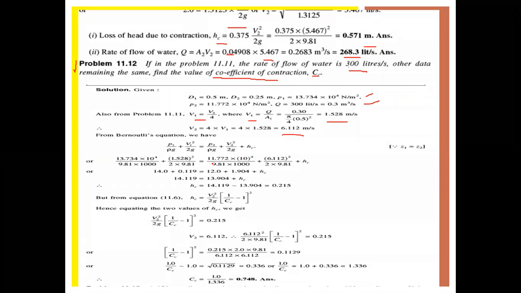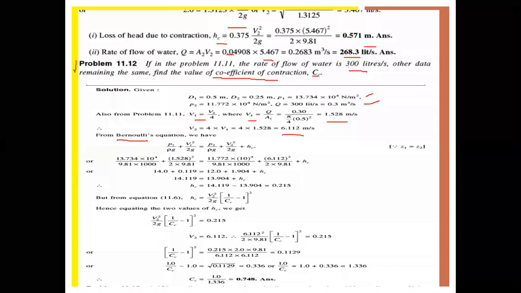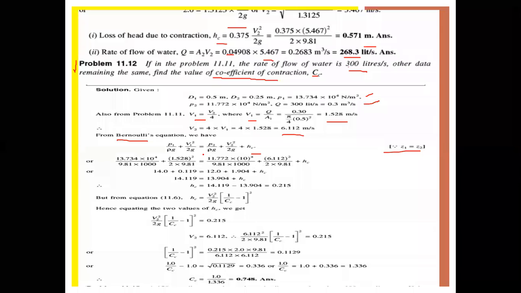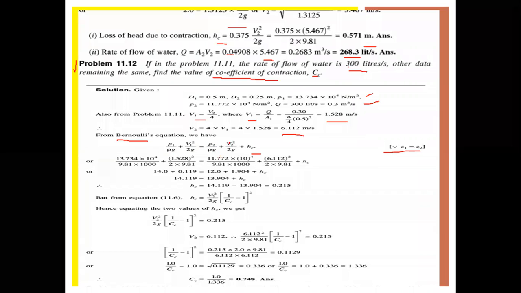You have to find it by using the Bernoulli equation: P1 by ρg plus V1 square by 2g is equal to P2 by ρg plus V2 square by 2g plus hc. Here the pipe is horizontal, so Z1 equals Z2 and there is no need for a gradient line. Since Z1 is equal to Z2, there is no need of writing it separately. Now fix the values: write the P1 value, ρ into g value, V1 square, 2g, P2 value, and V2 square by 2g value.